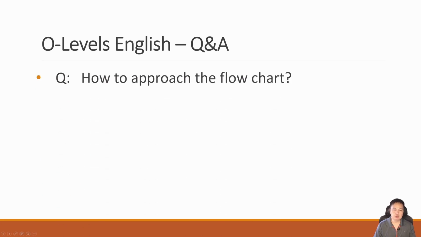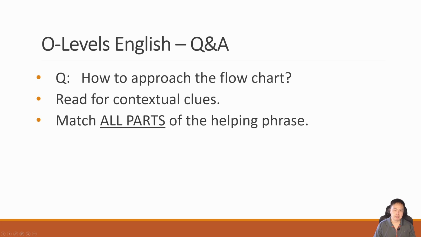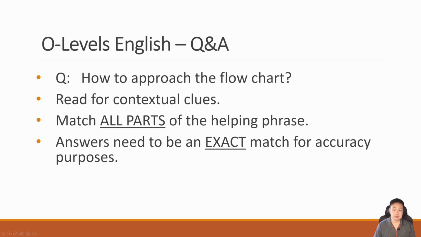Okay, finally, how do I approach the flowchart? The flowchart is very important because it's worth 4 marks out of 20 marks. Read for contextual clues. Again, contextual clues, right? Match all parts of the helping phrase, because nowadays the helping phrase is a bit lengthy, 3, 4, even 4, 5 words. So make sure you match every single part. Answers need to be an exact match for accuracy purposes.